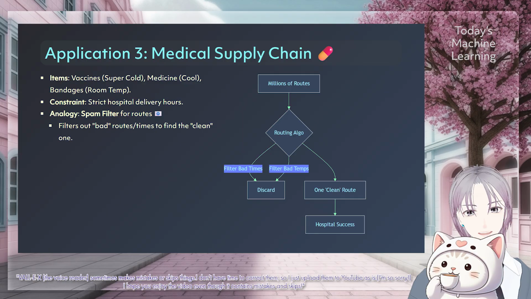This algorithm acts like a high-level scheduler. It is comparable to spam mail filtering in a way. Spam filters sort good emails from bad ones to keep your inbox clean. This routing algorithm sorts through millions of possible bad routes and bad delivery times to find one clean route that gets all the medicines to the hospital safely, at the right temperature, and at the exact right time.